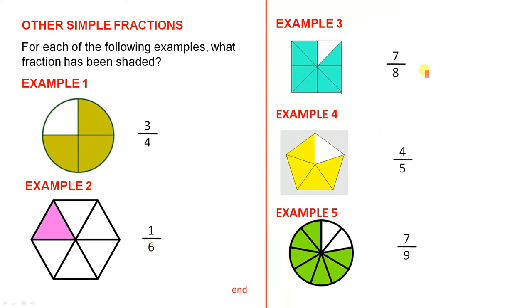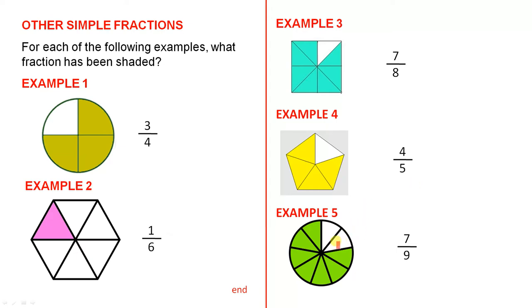For this example, the square has been divided into 8 parts. That's the denominator. 7 of those parts have been shaded, so 7/8 of the square has been shaded. For the next example, we have 1, 2, 3, 4, 5 parts of the pentagon, so that's the denominator. 4 parts have been shaded yellow, so 4/5 of the pentagon has been shaded.